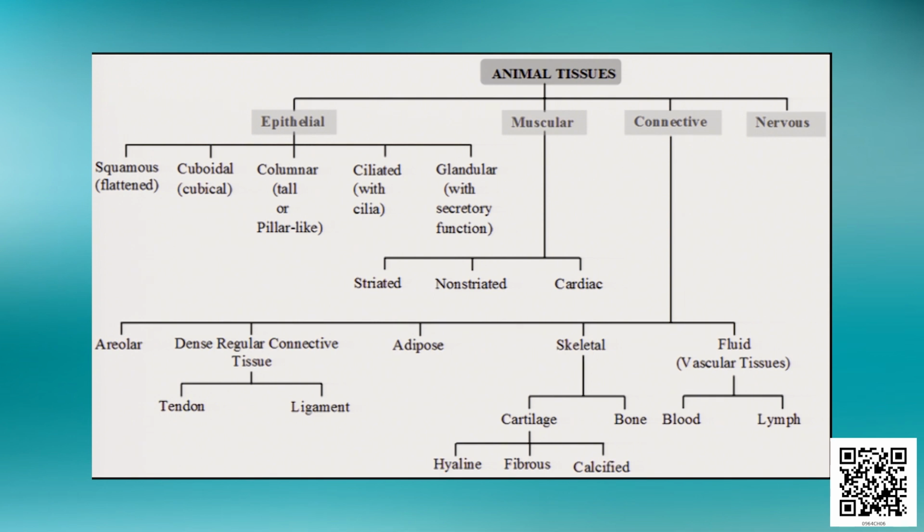And the nervous tissue. There is no classification of the nervous tissue. Nervous tissue is only made up of the cell called the neuron. So today we have learnt this much.